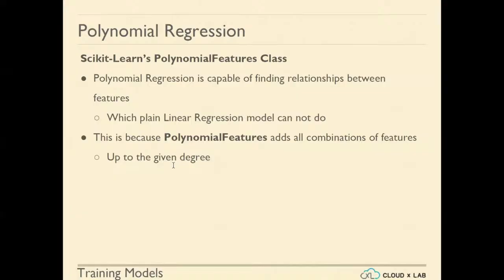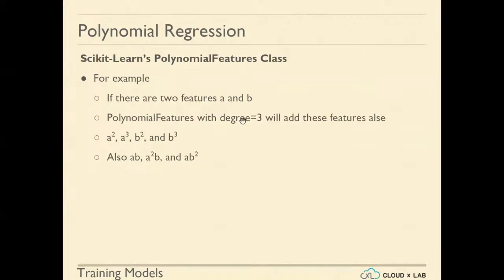If we write degree 3, it will add degree 2 terms and degree 3 terms, right? So if A and B are the original features, it adds A square, B square, A cube, B cube, A square B, AB square. So these types of degree 2 or degree 3 terms it will add, right? So extra features we will create and add, and then we will learn a linear model.